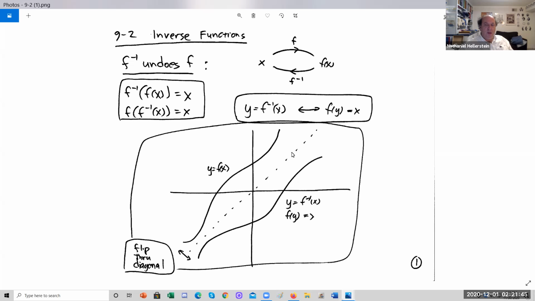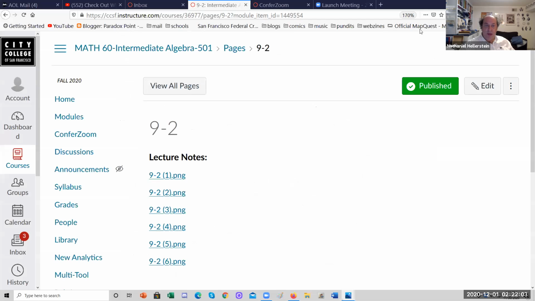Now, you can do that simply by flipping through the diagonal. Flip. And that turns this graph of y equals f of x into a graph of x equals f of y, or in other words, y equals f inverse of x. So they're symmetrical around the diagonal. Now, here are some examples of that.